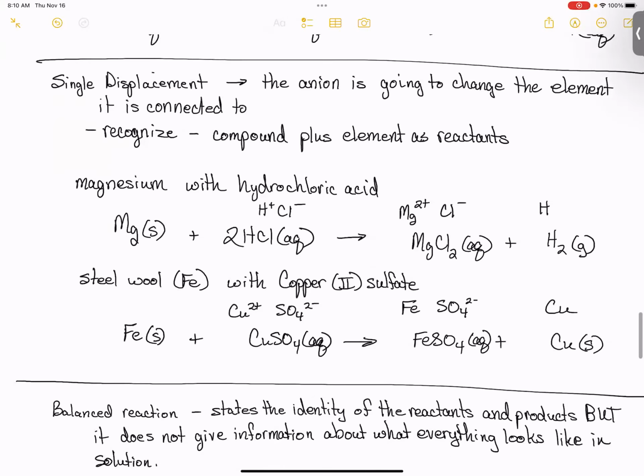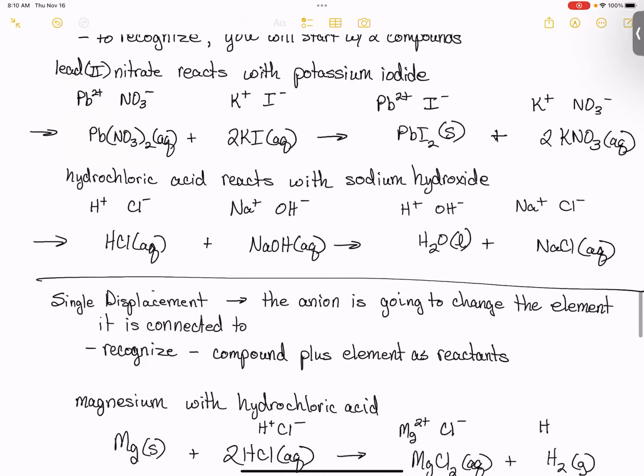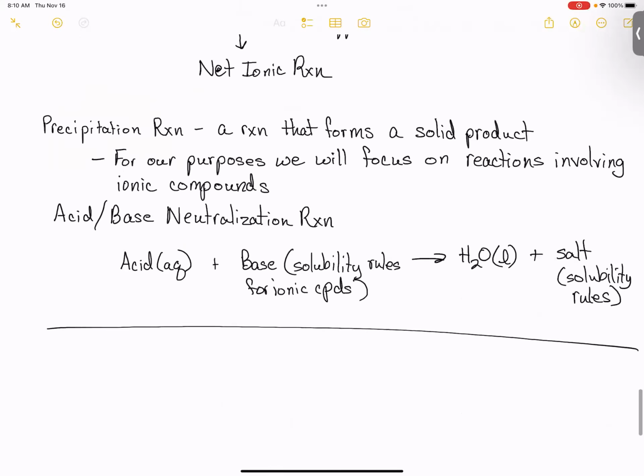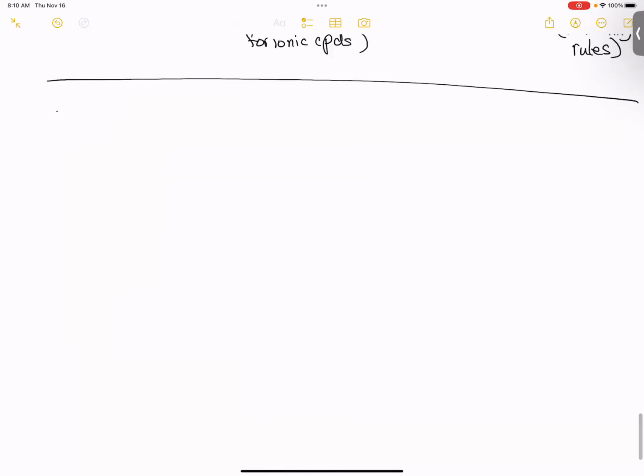So going back up to some of the things that we did last week, we did lead 2 nitrate reacting with potassium iodide to form lead 2 iodide and potassium nitrate.